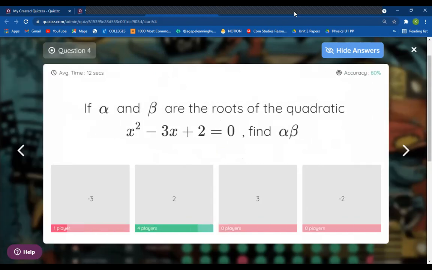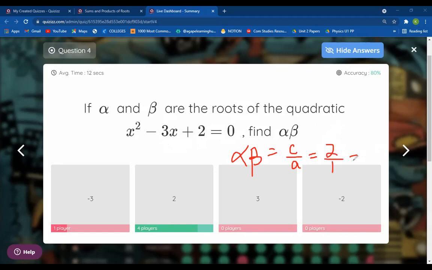Next one. If alpha and beta are the roots of the quadratic x squared minus 3x plus 2 is equal to 0, find alpha beta. So we just saw that alpha beta is equal to c on a. What's c in this case? Look at this quadratic and let me know what's c. 2. And what's a? 1. That's why the answer is 2. So everybody understands now, right?